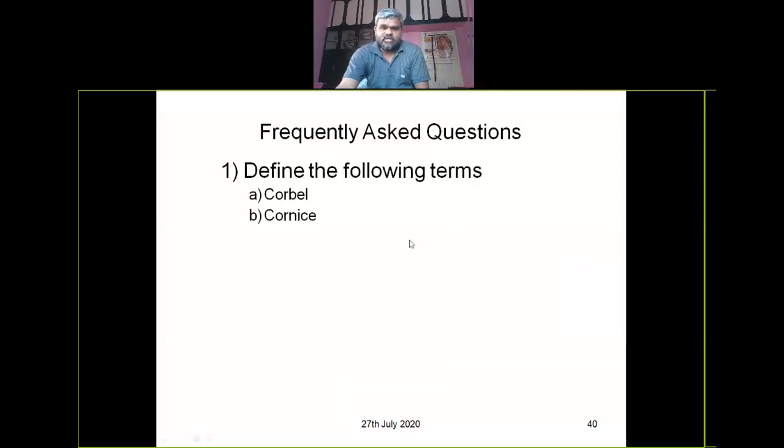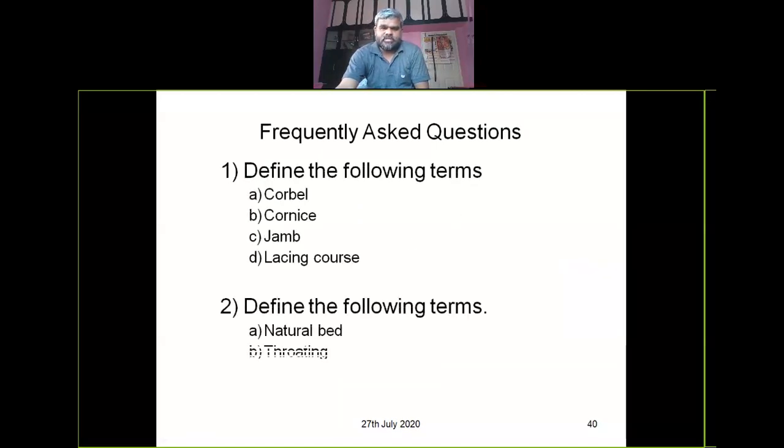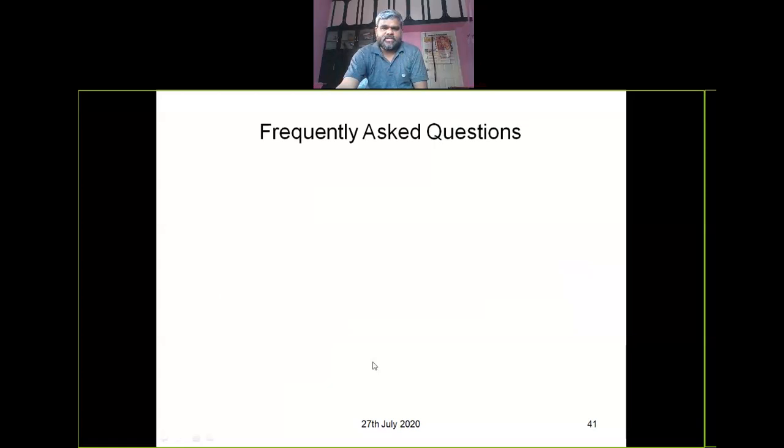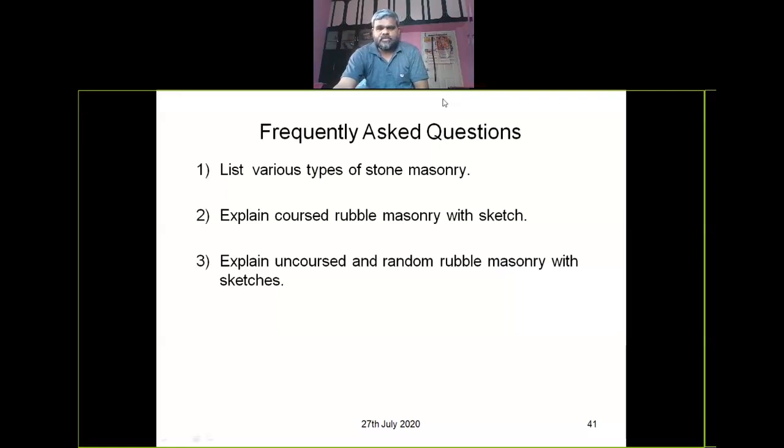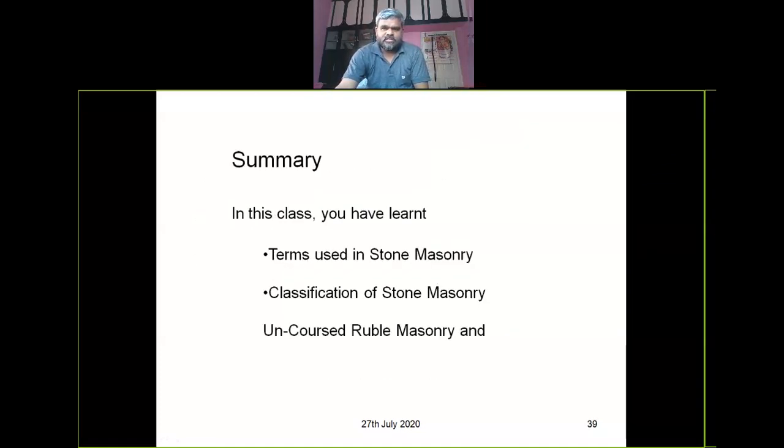These are the different questions which can occur from this chapter, like define the following terms: course, bed, cornice, joint, lacing course, and define the following terms like natural bed, throating, weathering, right? List the various types of stone masonry. Explain the coursed rubble masonry with a neat sketch. Explain the coursed rubble masonry and random rubble masonry with sketches. These are some expected questions from this chapter, and this is where I'm ending the class.